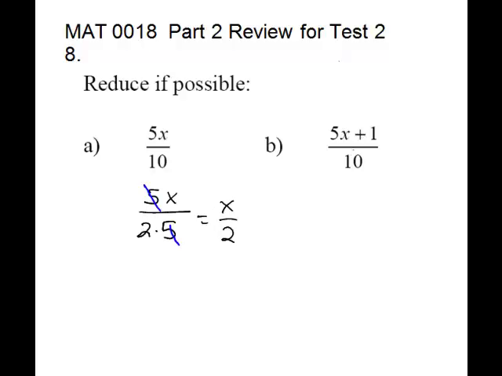For the second one, you're not allowed to take anything off. You can't reduce the 5 and the 10 because of the plus. That entire numerator has to stay together. So this one is already reduced, or already in lowest terms.